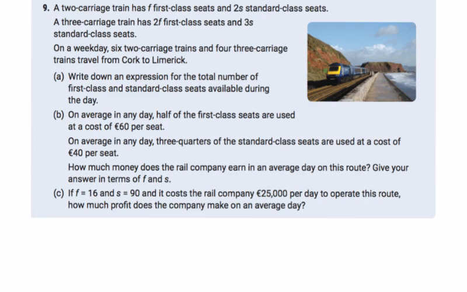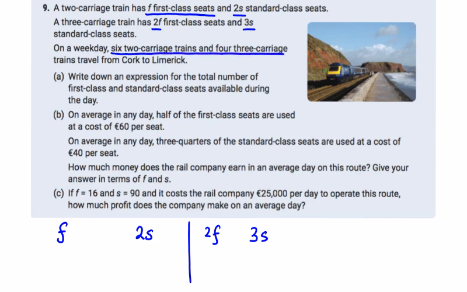Question 9 then, you see this, you go, oh my god, where are all the numbers? But what are we dealing with? We're dealing with a 2-carriage train that has F first class seats and 2S standard seats. So F and 2S are the information we're given. A 3-carriage train has 2F first class seats and 3S standard seats. On a weekday, 6 2-carriage trains and 4 3-carriage trains, so there's 6 of these. And there are 4 of these.